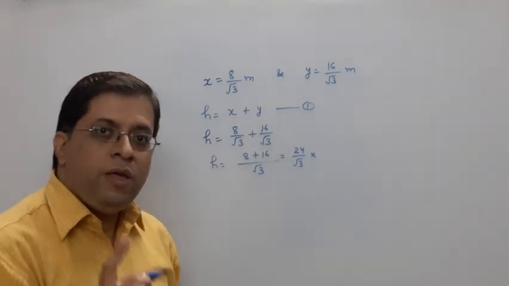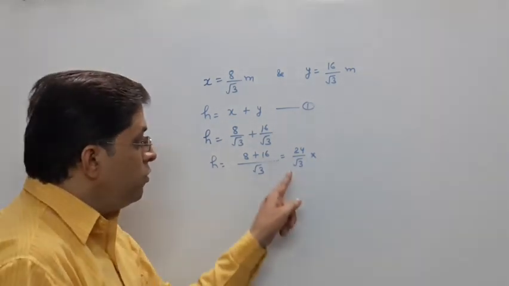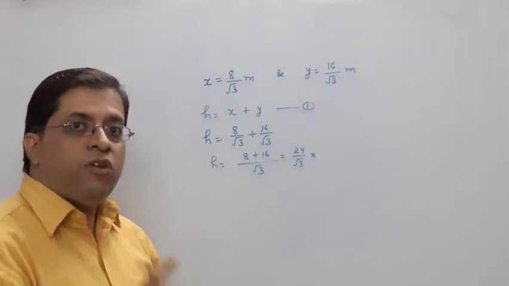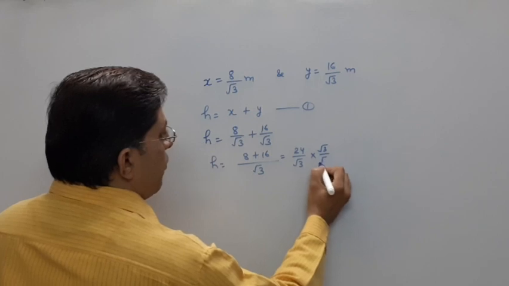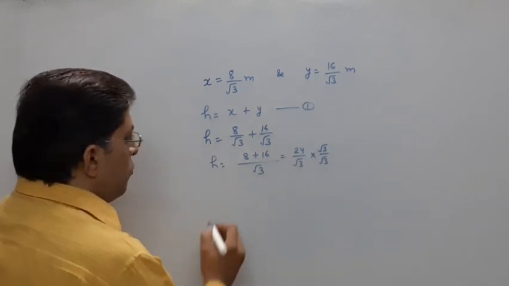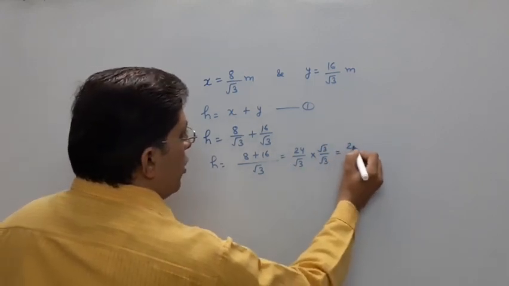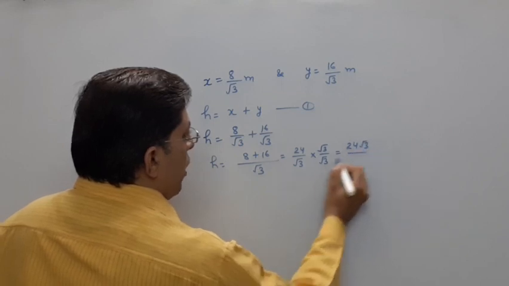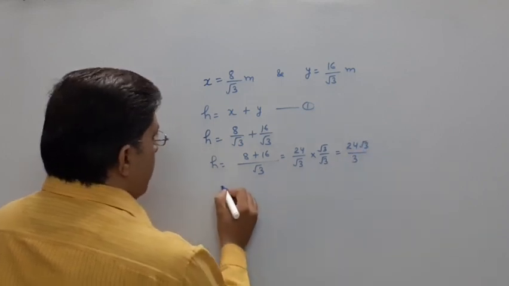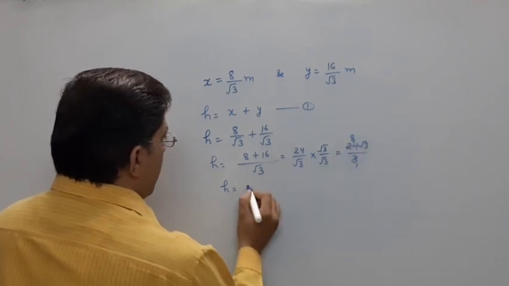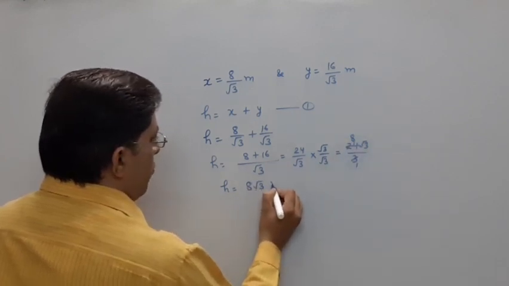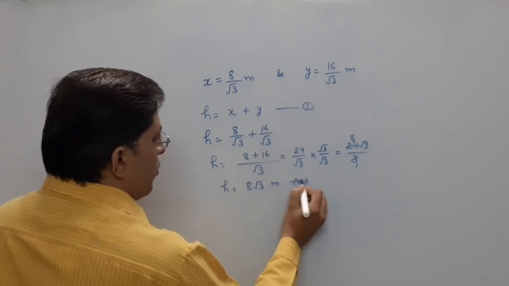Now I am doing rationalization because there is an irrational number in the denominator. By multiplying and dividing by root 3, we get 24 root 3, and root 3 into root 3 is 3. 3 eights are 24, so the height is 8 root 3 meters.